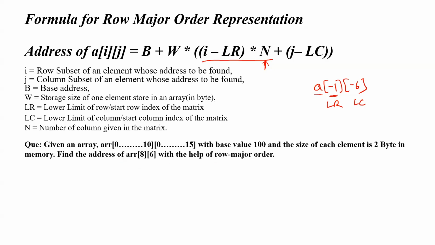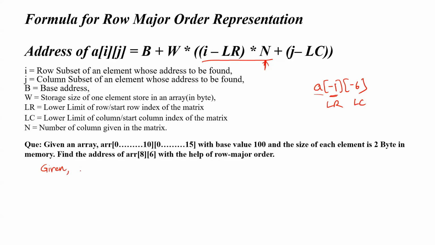So whenever a question comes in the exam or any competitive exam, it will be given whether it is row major order or column major order. Whatever question is there, it is given to you. In this case, we will write all the information which is given to us.